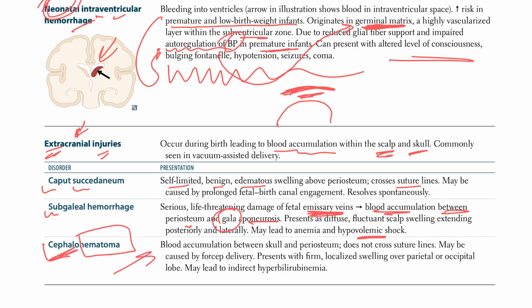Then you have the cephalohematoma. Cephalohematoma is just the blood accumulation between the skull and the periosteum. It does not cross the suture line. May be caused by forceps delivery. A patient with a forceps delivery can develop cephalohematoma. It will present as firm, localized swelling over the periosteum, unlike the fluctuant one. It may lead to indirect hyperbilirubinemia because all that blood will get destroyed, leading to an increase in bilirubin levels.